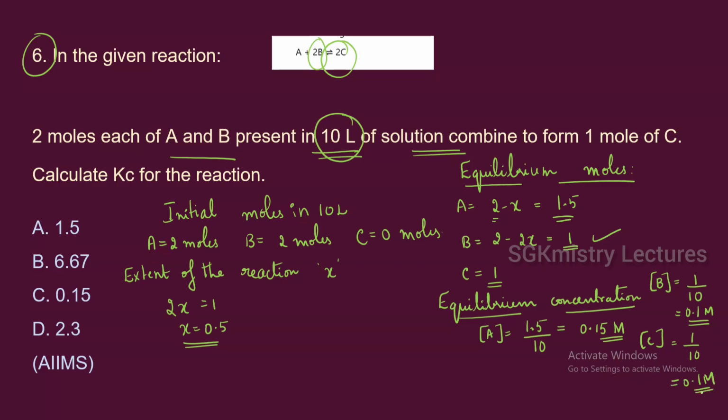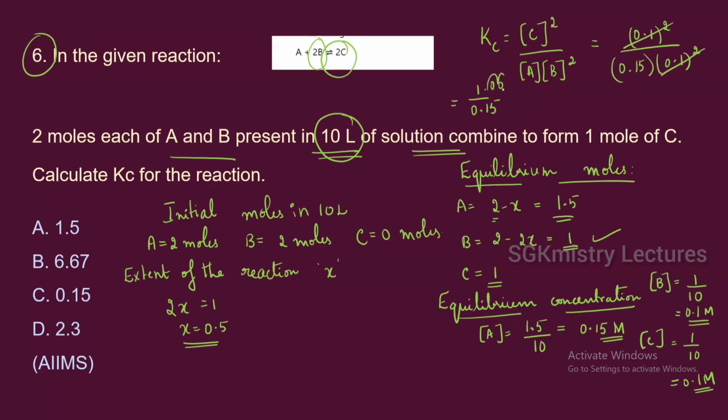So now finally, we have got the equilibrium concentration, which is required to find out the Kc. Kc is given by, this we already know, very simple: C square divided by concentration of A into concentration of B, again square because of the coefficient. The concentration of C at equilibrium is 0.1. So 0.1 square divided by concentration of A, which is 0.15, into concentration of B, which is again 0.1 square. So 0.1 square and 0.1 square will cancel out. So we have 1 by 0.15.